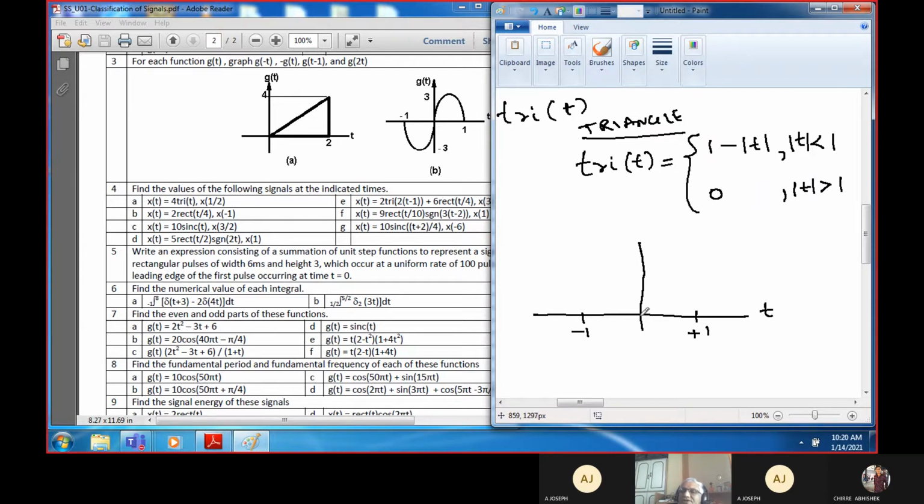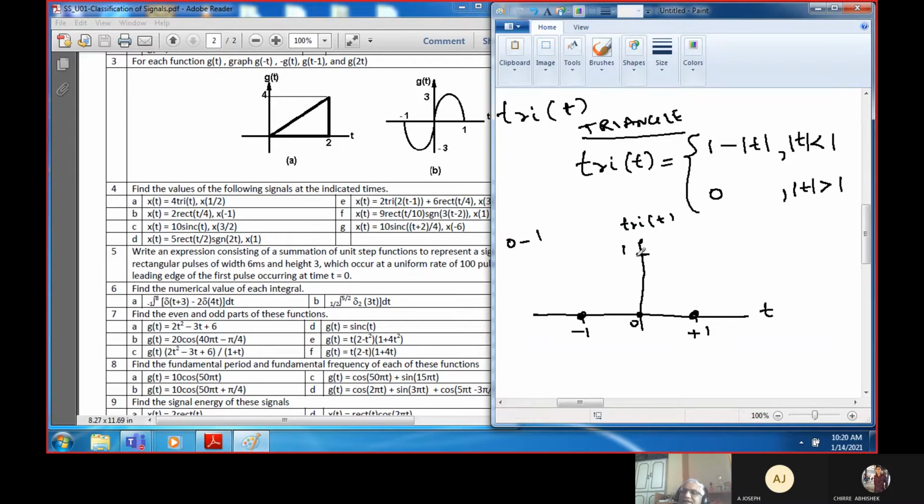So supposing you are taking 0 to 1, you are varying t from 0 to 1. At t equal to 0, what is the value? So this is TRI of t. What is the value of this function at t equal to 0? At t equal to 0, it is equal to 1. So here we will put 1. Then at t equal to 1, it is equal to 0. So here it is equal to 0. Same is the case for -1 because we are using mod. The mod of -1 is 1 only. So here at -1 also it is.